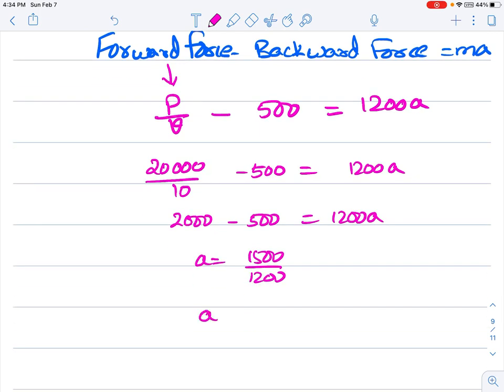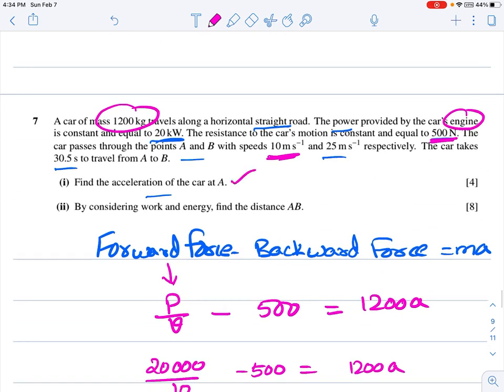So I get a is equal to 1.25 meters per second squared. That is the acceleration. Very simple, because it's asking at A, so I have taken the velocity at A. So in case of power sums, the forward force will be power divided by velocity.